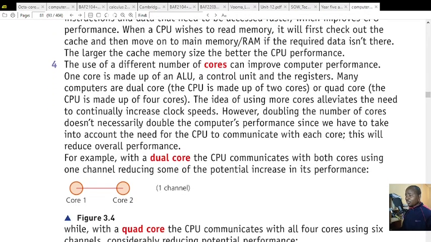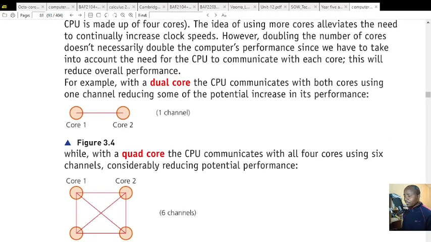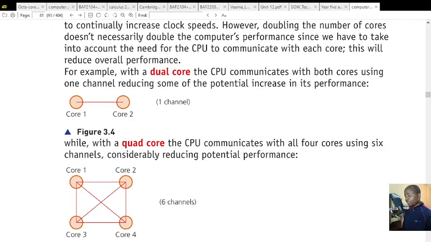Now, we normally have computers having more than one core, and these cores are able to communicate with the CPU. With dual core, the CPU is able to communicate with both cores using one channel, reducing some of the potential increase in performance. With the quad core, the CPU communicates with all the cores using 6 channels, considerably reducing potential performance. But at the end of the day, the key thing is to make sure that the performance of the computer is greatly improved.